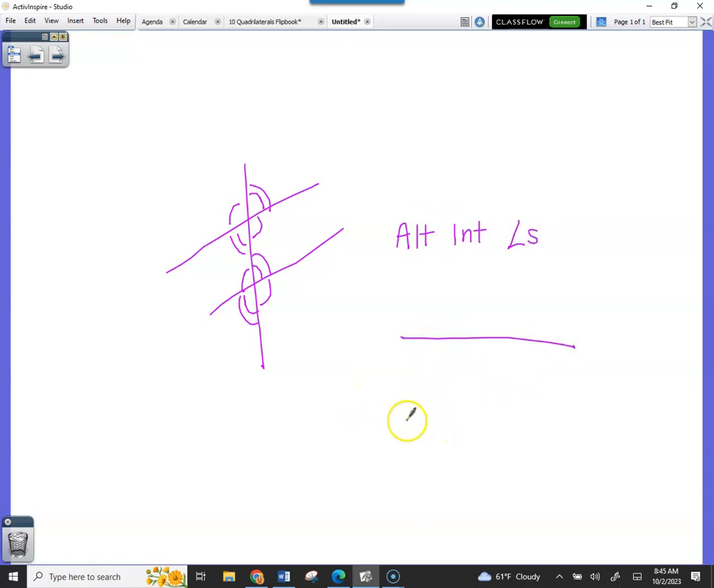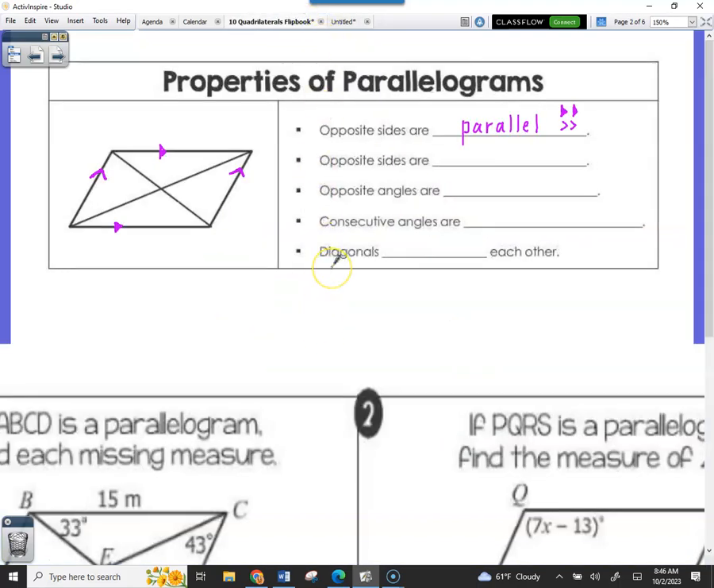So to give you a heads up, imagine that's parallel. Let's go with it. And then we have a transversal. Well, the alternate interior are the ones that are on opposite sides of the transversal but inside the parallel lines. Remember that? Alternate interior angles are going to come up. So that's just a little preview of what's to come.